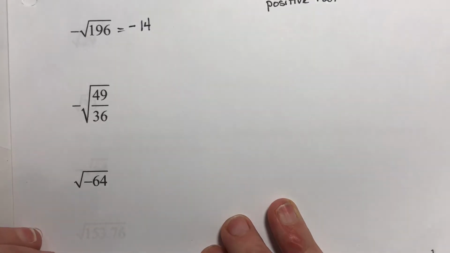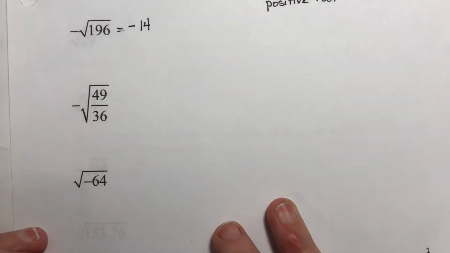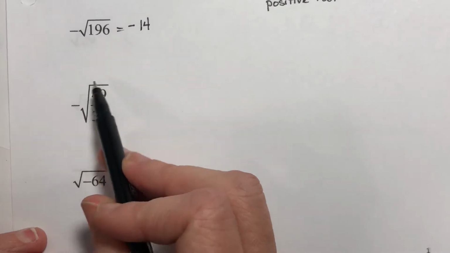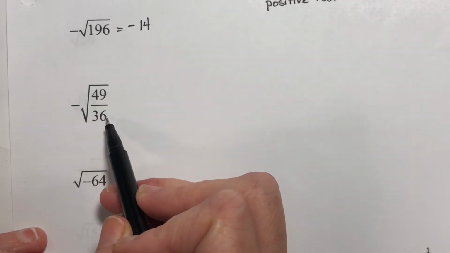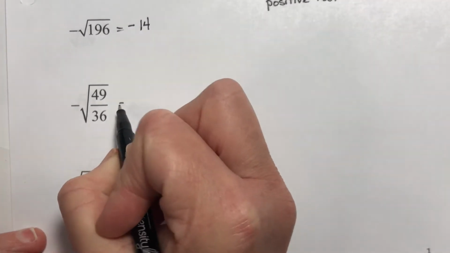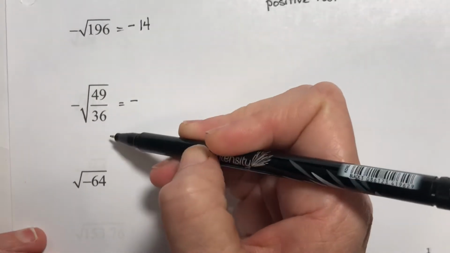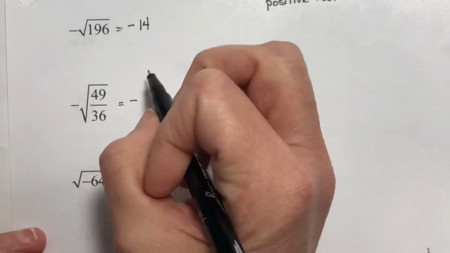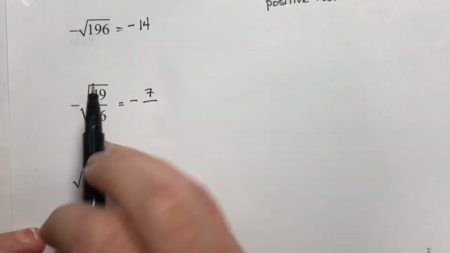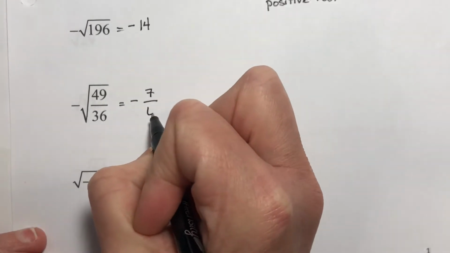This is 8.1, part 2. We want to simplify negative square root of 49 over 36. There's a negative on the outside, so this is negative. With a fraction, we take the root of the top over the root of the bottom. The square root of 49 is 7. The square root of 36 is 6.